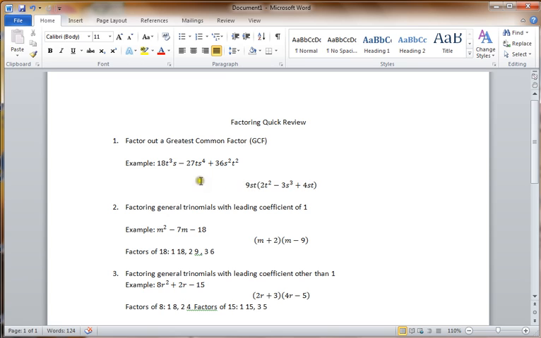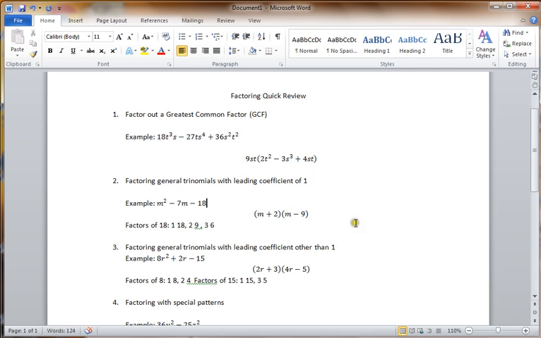So you pull out the 9ST, you deal with the leftovers, dealing with the numbers separate from the T's, separate from the S's. And at the very end, what you want to look at is this middle leftover stuff and say, is there anything else I can do with that? And in this case, there's not. So we're done.